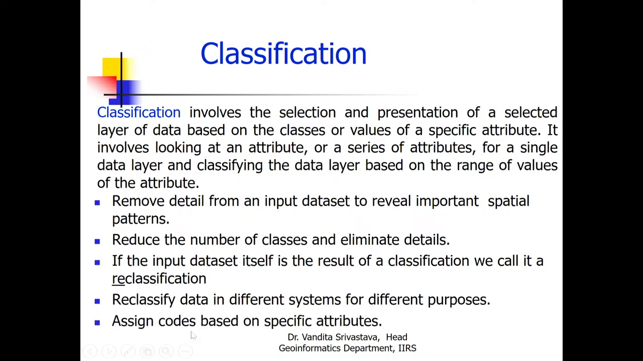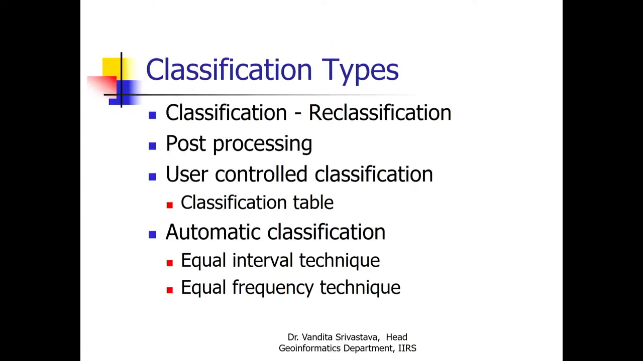And we assign codes based upon specific attributes. So we can even do reassignment of new codes to those attributes based upon our purpose of study. So we have these classification and reclassification, and post processing is also sometimes required when we perform classification and reclassification.